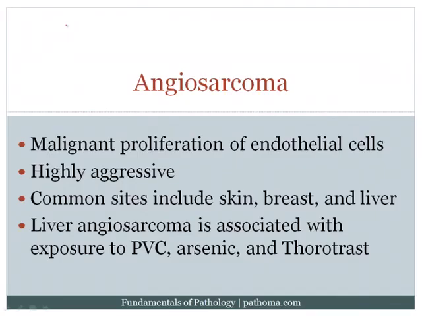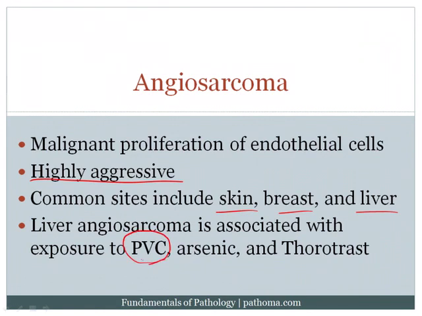Now, the next tumor is angiosarcoma. Angio refers to blood vessel, and sarcoma would imply that it's a malignant mesenchymal tumor. So this is a malignant proliferation of endothelial cells. Remember that the endothelial cells are the cells that line the blood vessel. Highly aggressive, can occur in multiple sites, such as the skin, the breast, and the liver, and very important to know that liver angiosarcoma is associated with exposure to PVC.